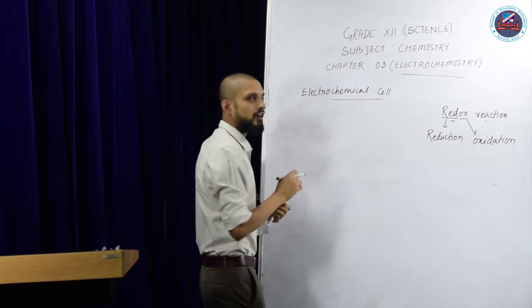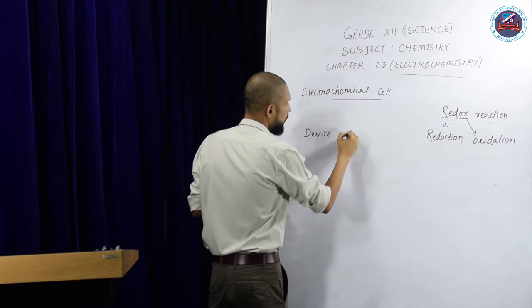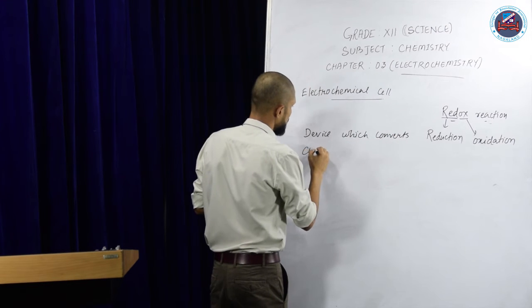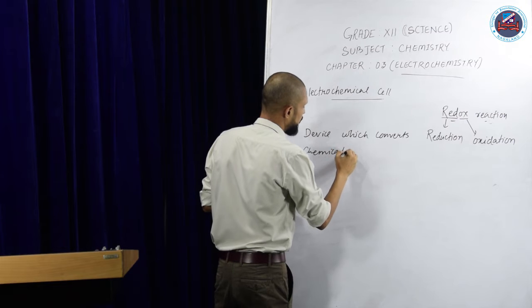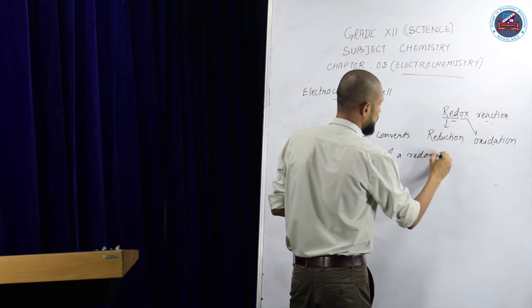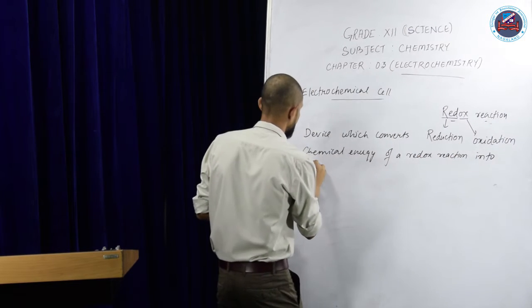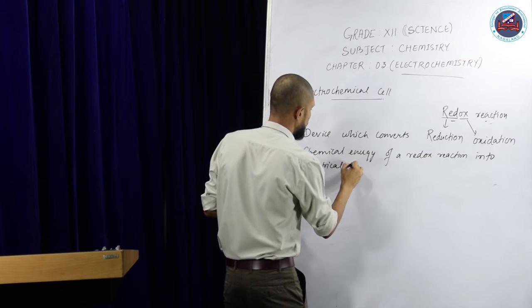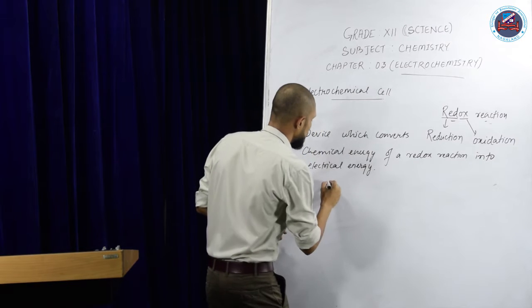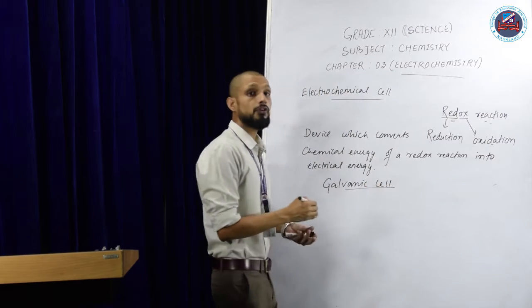So if you want to define electrochemical cell, it is a device which converts chemical energy of a redox reaction into electrical energy. The most common form of electrochemical cell is galvanic cell. So let us see what is galvanic cell.